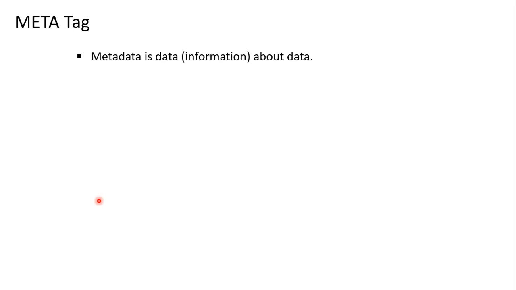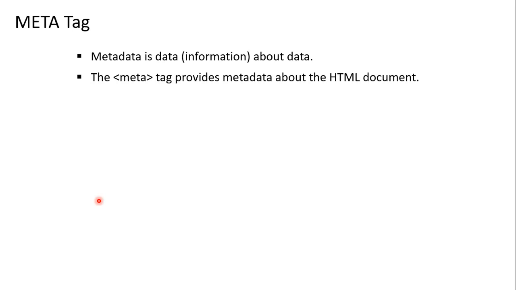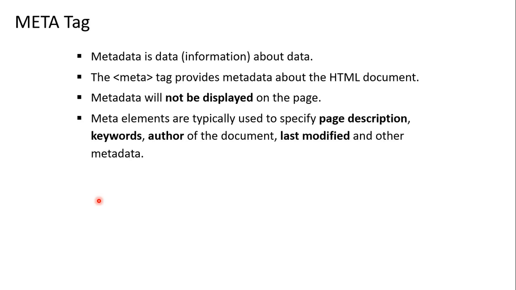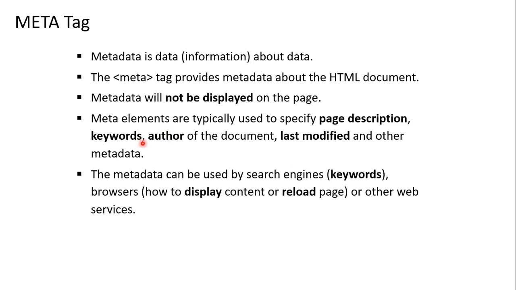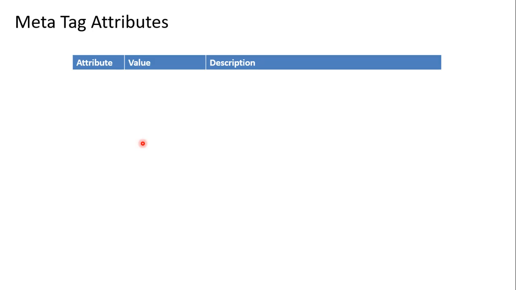Next is the meta tag. The meta tag is data about data, which is known as metadata. The meta tag provides metadata about the HTML document. Metadata will not be displayed on the page. Meta elements are typically used to specify the page description, keywords, author of the document, last modified, and other metadata. So all these things are mentioned using the meta elements. The metadata can be used by search engines for keywords, by browsers for how to display the content or reload the page, or by other web services.